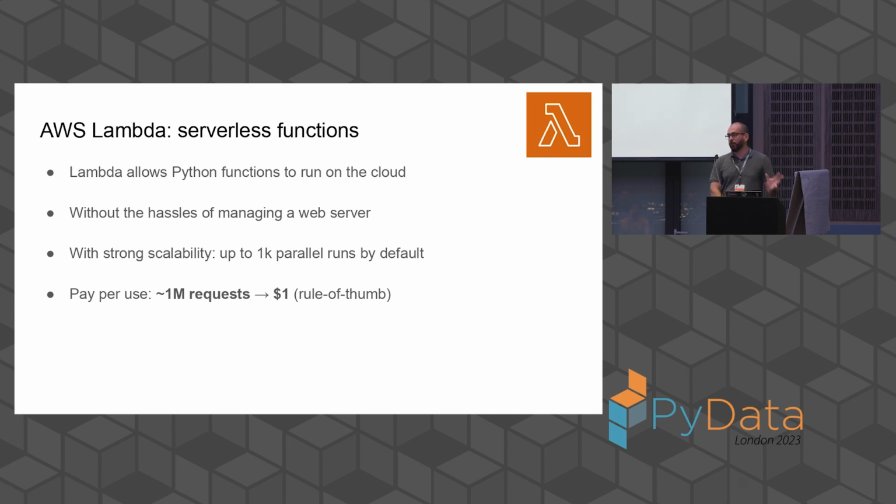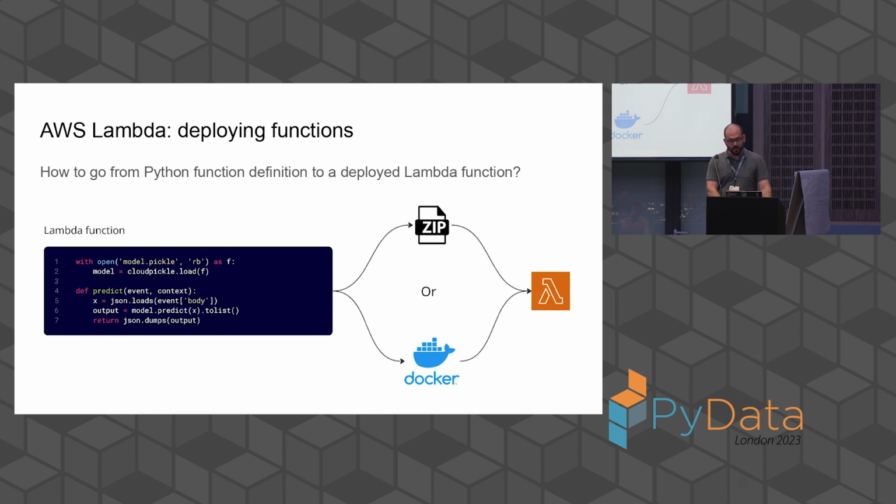So how do you actually go from a code to a Lambda function deployed? Here's a minimalist example, but this would work if you just added the imports. And it's quite simple. First, we load the model pickle. And second, we have a predict function. This is called, in Lambda parlance, the handler, which has two arguments, event and context. The context is metadata that Amazon provides to you, such as memory limits, function name. Event is what really matters here.